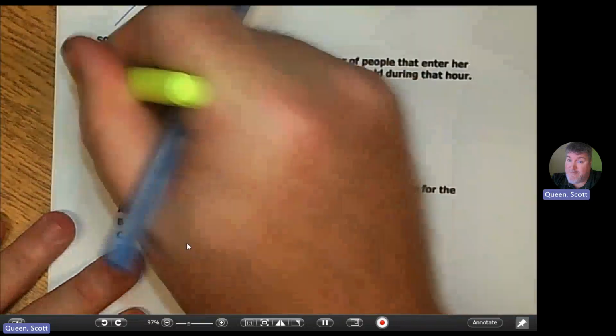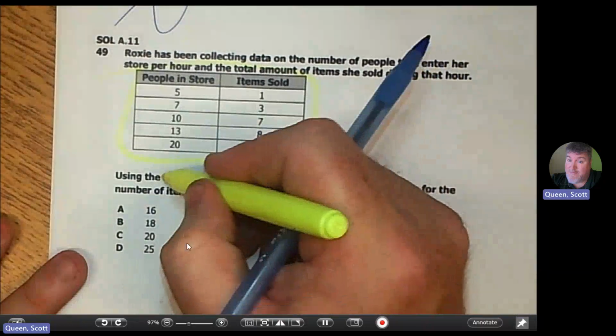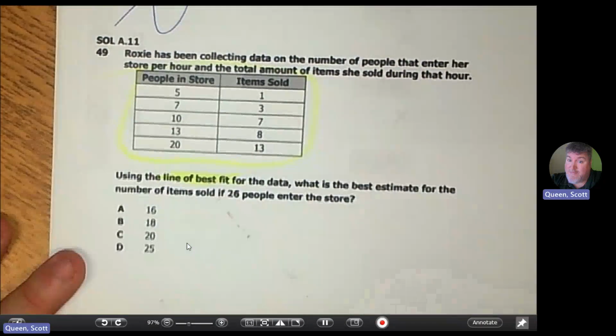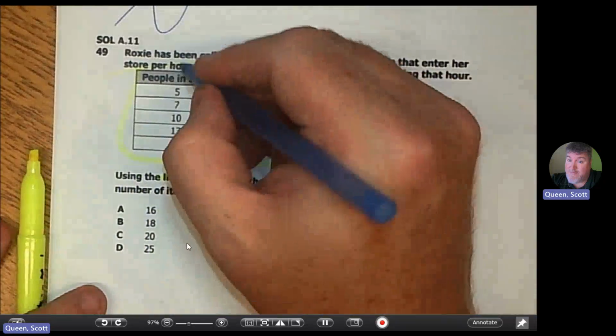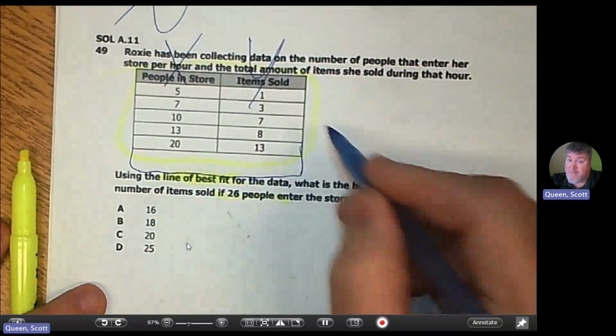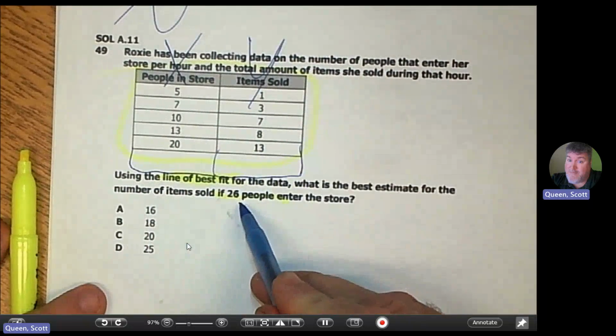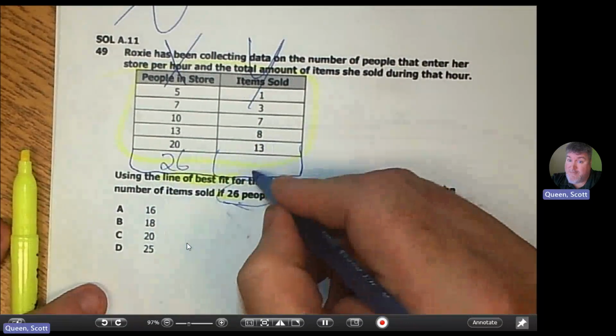Look at this table we got. All right, so we got another table. Using the line, it says line, not curve. Line of best fit for the data, best estimate the number sold for X and Y. Oh, sorry, for people. This is just another X and Y situation. I need another data point. It told me 26 people. Is that an X or a Y? Yes, same exact thing. Find what Y is.